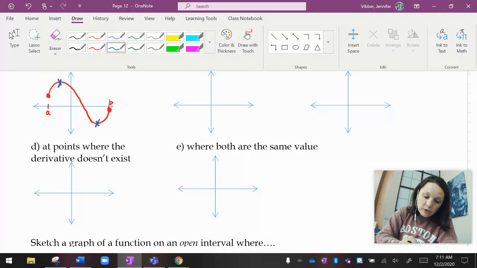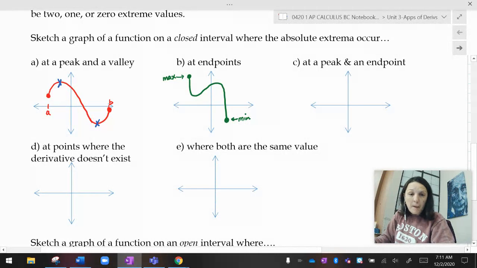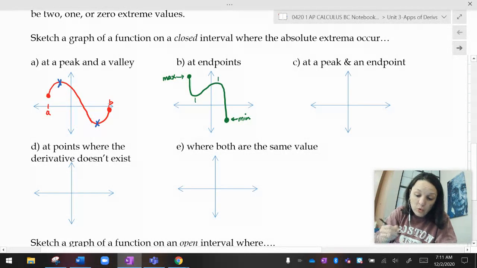Now, I could also have a closed interval where my absolute max and absolute min occur at endpoints, so I could have something that maybe looks like this. And my absolute max is at that endpoint, and my absolute min is at this other endpoint. But I also have relative extreme values in between. I have a local max and a local min. I said that backwards, but you know what I mean. At those two values as well.